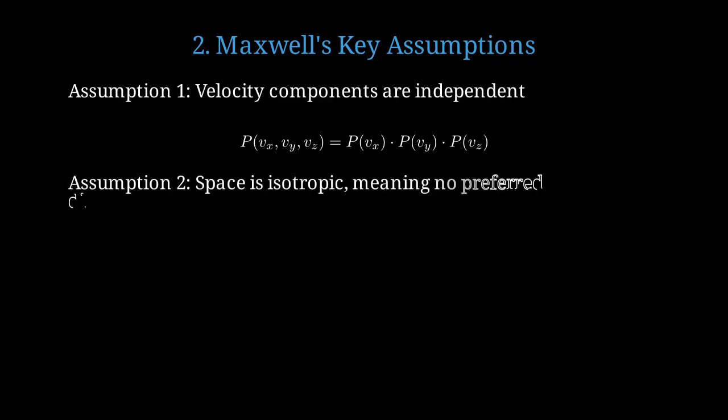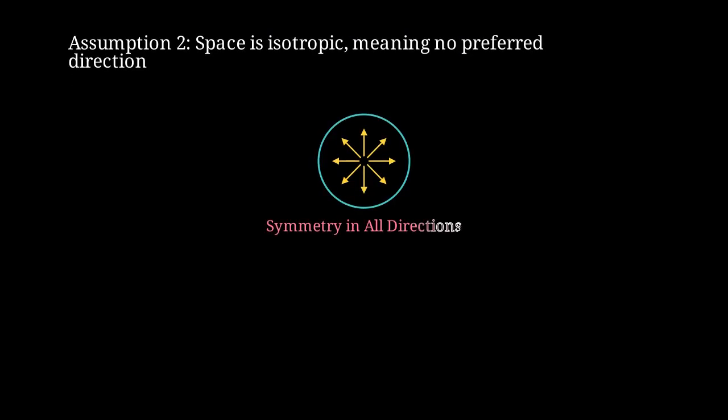His second assumption was that space is isotropic, meaning there's no preferred direction in the gas. The distribution should look the same in all directions. This symmetry means molecules are equally likely to move in any direction. There's no up, down, left, or right preference in the gas.